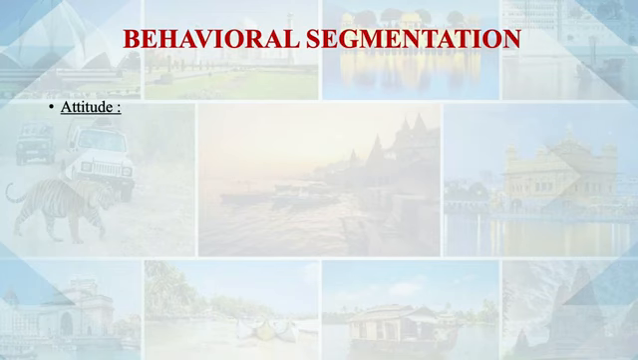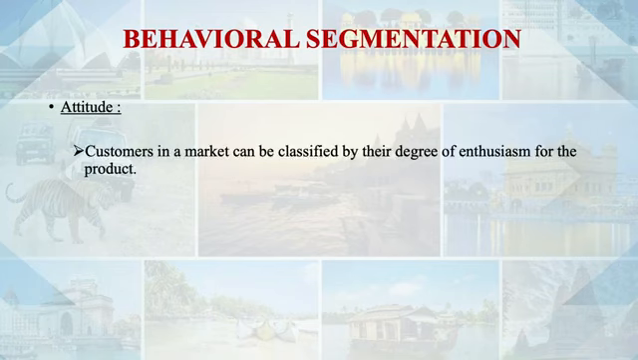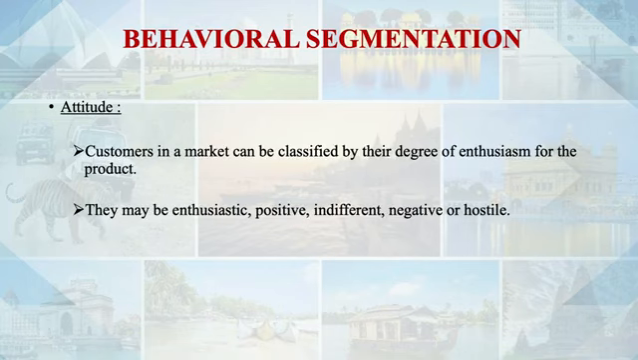Then attitude. Customers in a market can be classified by the degree of enthusiasm for the product. They may be enthusiastic, positive, indifferent, negative, or hostile to the product in the market. If a company can correlate attitudes with demographic description, then it can increase its efficiency in locating the best prospects. For example, tour operators and travel agents will find it much easier to sell India tours to those who have an enthusiastic or positive attitude towards India.